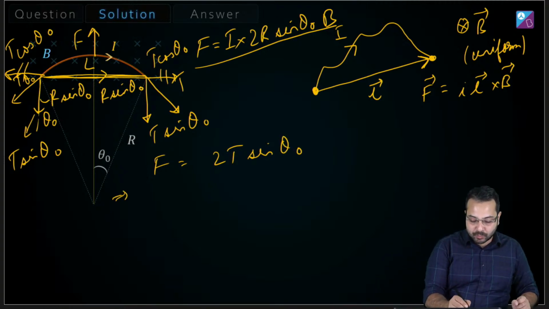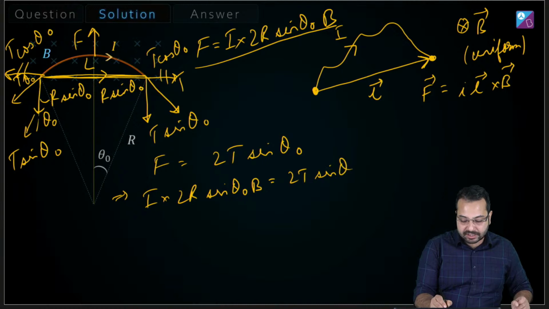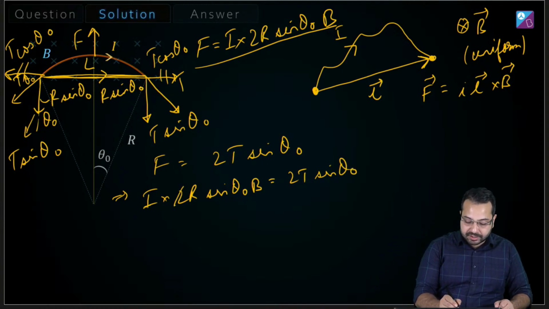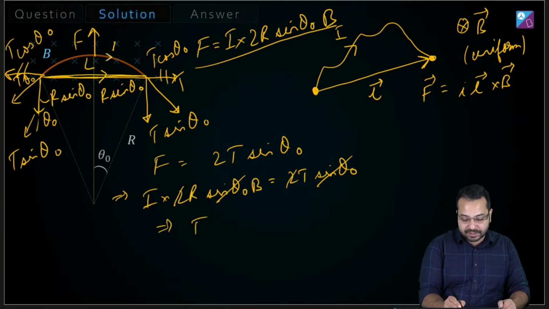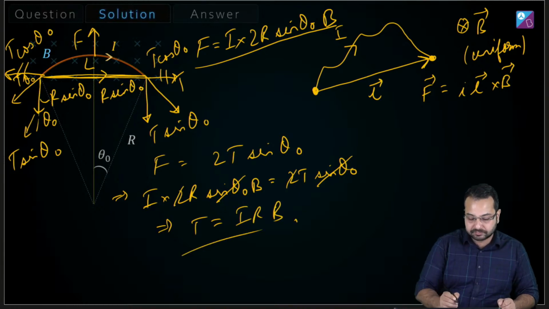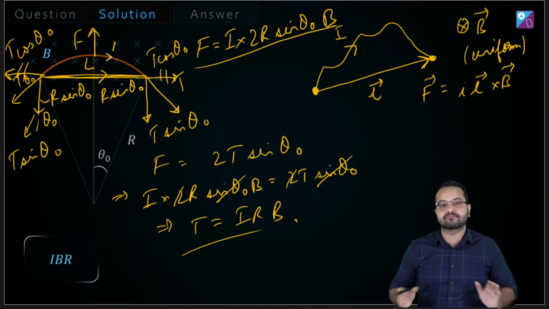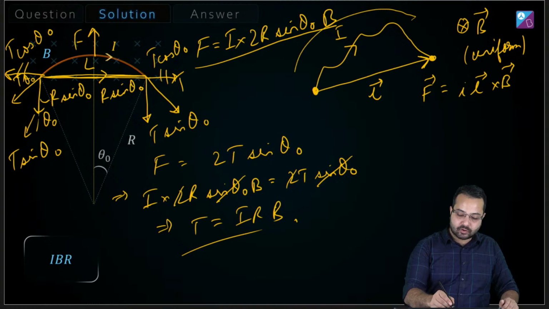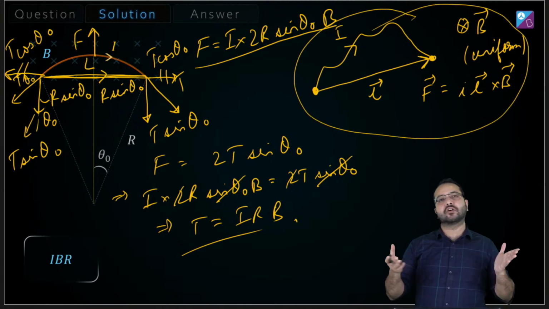From here we get I into 2R into sin theta naught into B equal to 2T sin theta naught. Correct? So from here 2 sin theta naught and 2 sin theta naught disappear, and I'll be left with tension equal to IRB. And that is going to be my answer. Is that correct? Is the concept clear? That's the key concept over here.